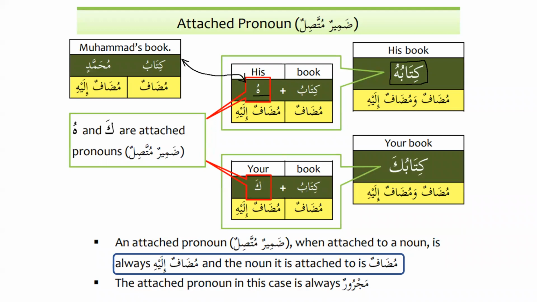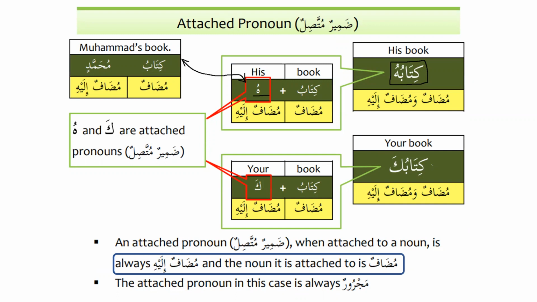Kitabuhu, his book. Similarly, we say kitabu plus ka, so kitabu will be mudafun and ka will be mudafun ilayhi. And when we say kitabuka, it means your book, and it is mudaf ilayhi. So this construction, I mean the phrase which is called the idafa phrase, is also used a lot. And it is a little bit different from others, I would say a little bit complicated, but inshallah, with the passage of time, we will get used to it.